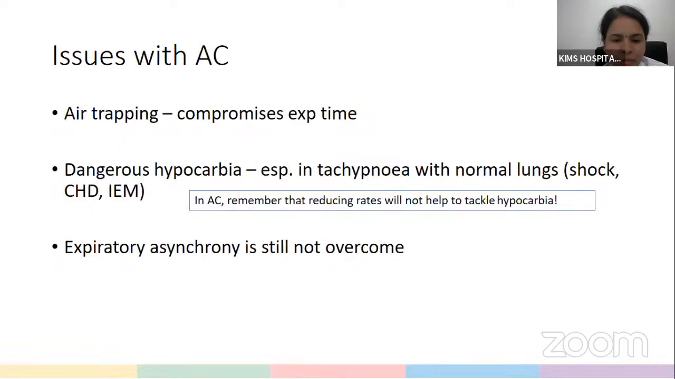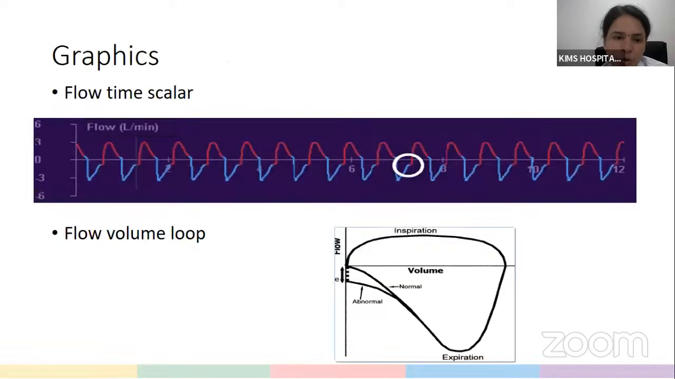And of course, the other problem that remains is that expiratory asynchrony is still not overcome. If you look at the flow scalar in a baby who is having air trapping, as you can see here, this is the inspiratory flow and this is the expiratory flow. Even before the blue line indicating the expiratory flow reaches 0, the next breath has begun because of the short E time. And this indicates the presence of air trapping. It can also be seen with the flow volume scalar, where this is the inspiratory flow and this is the expiratory flow. If there is air trapping, this line actually reaches here rather than reaching the 0 line.